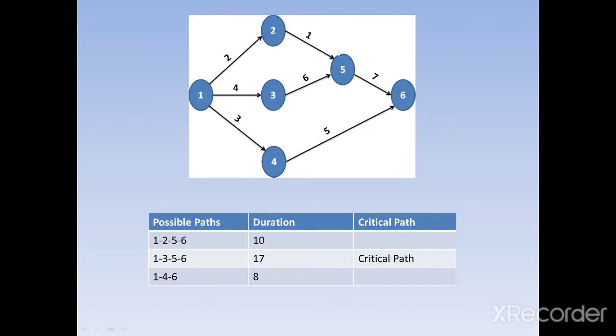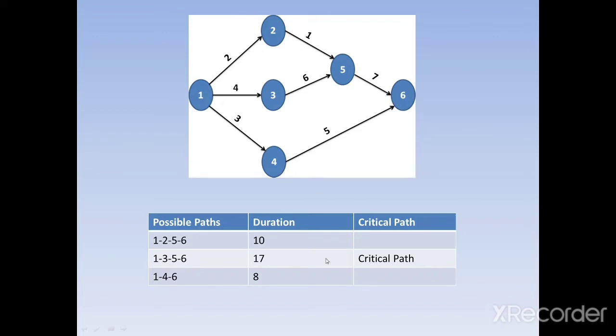And we add up the activities on each path. See, 1-2, 2-5, 5-6 means 2 plus 1 plus 7, which is equal to 10. And 1-3-5-6 is 4 plus 6 is 10, plus 7, that is 17. And 1-4-6 is another path, so 3 plus 5 is equal to 8. This is the duration of every path, and the path which takes the maximum time, that is 17 here, is known as the critical path. 1-3-5-6 is the critical path.